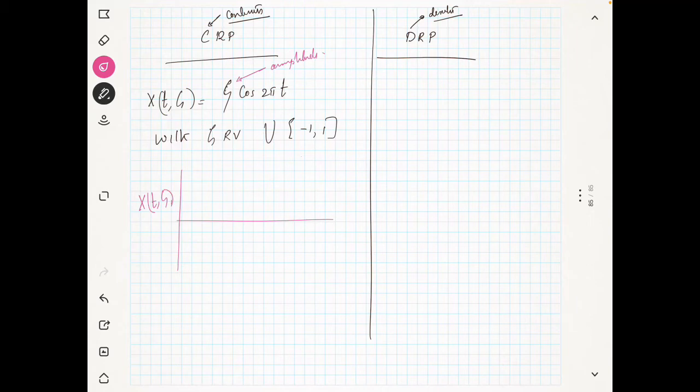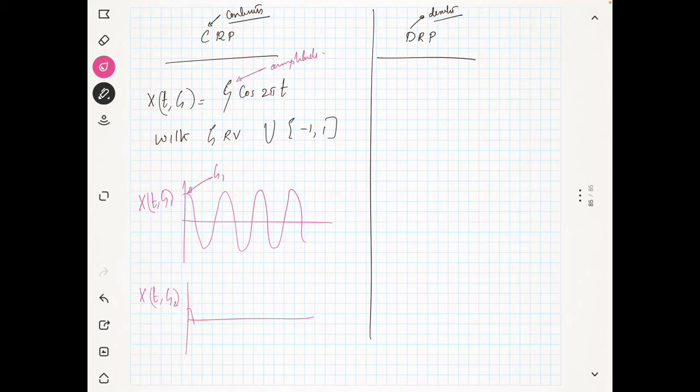For example, it takes some zeta 1. So the peak amplitude, sorry, this is a cosine wave, sorry for this. So we have a cosine wave with amplitude, this is zeta 1. Now another realization of the same thing, zeta 2, you have something like this. Let's say zeta 1 is equal to 1, and this is zeta 2 is equal to 0.5. So this is how we have different realizations. According to the different values of zeta, you have different processes. So you have a set of processes, and you can see that zeta is a discrete random variable.